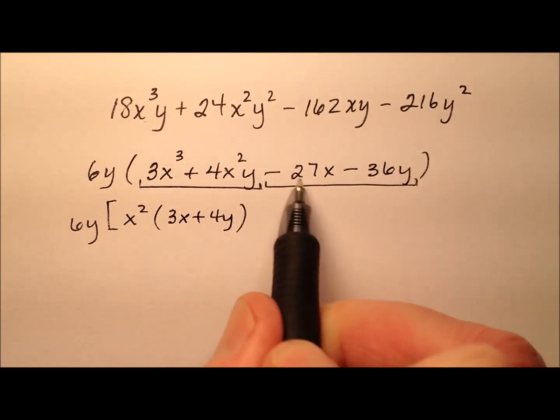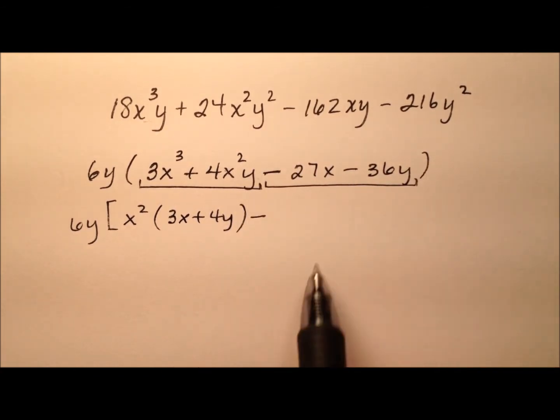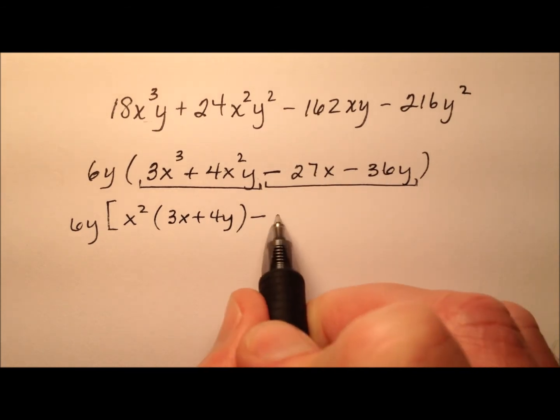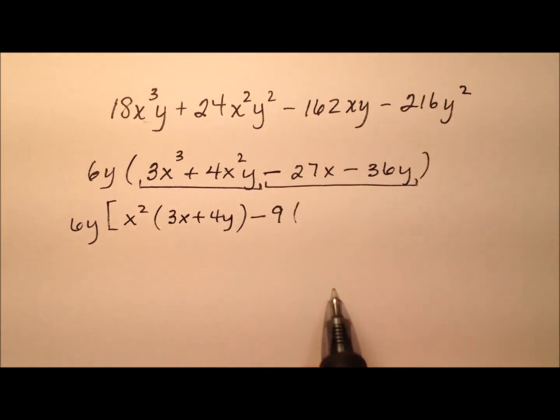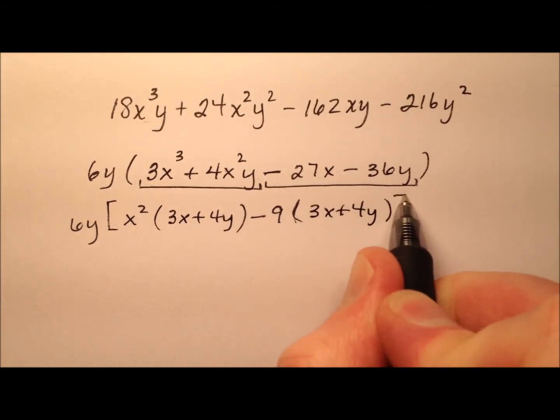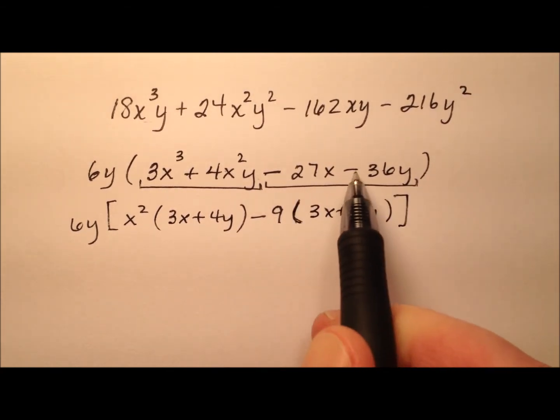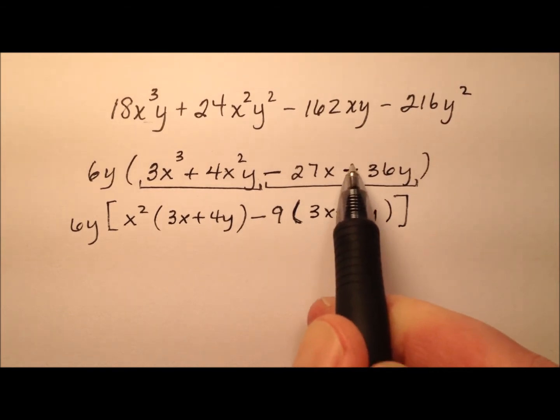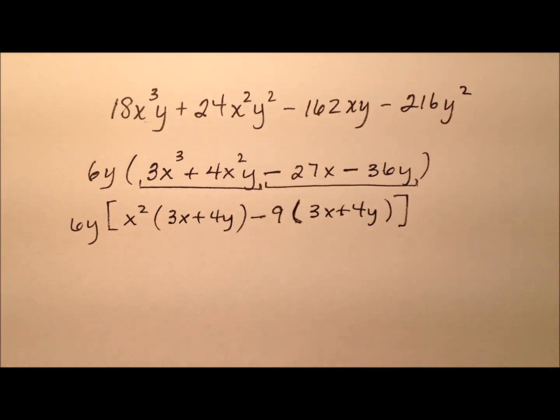So the second pair, it leads with a negative, so let's take that negative out. And between 27 and 36, it looks like a 9. That looks like all, so negative 9. So it looks like 3x plus 4y will be left. And again, this negative here changed to a positive because I divided the negative out here.